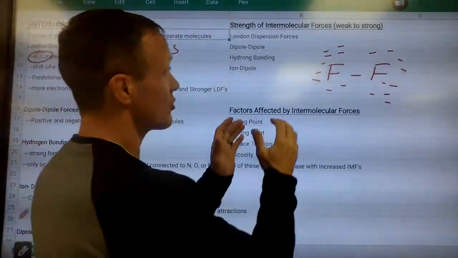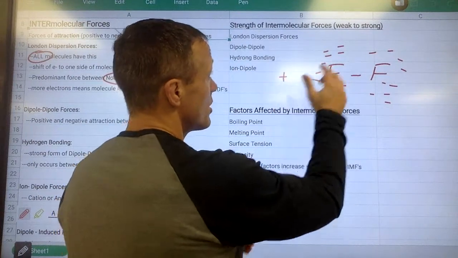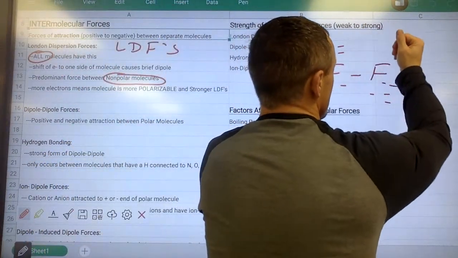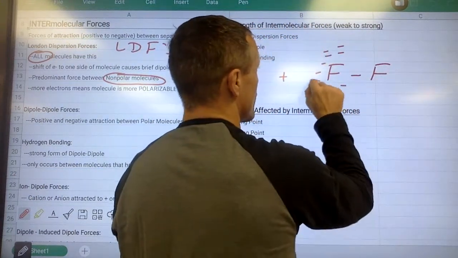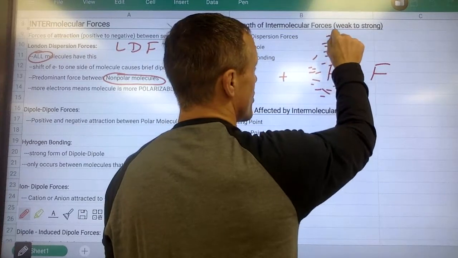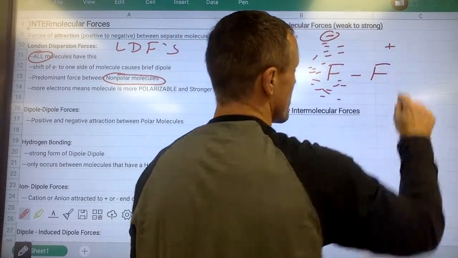So if something positive would come close to this, those electrons would shift to this side. So a bunch of these electrons would now shift over here. And now this side's very negative, and this side's kind of positive.